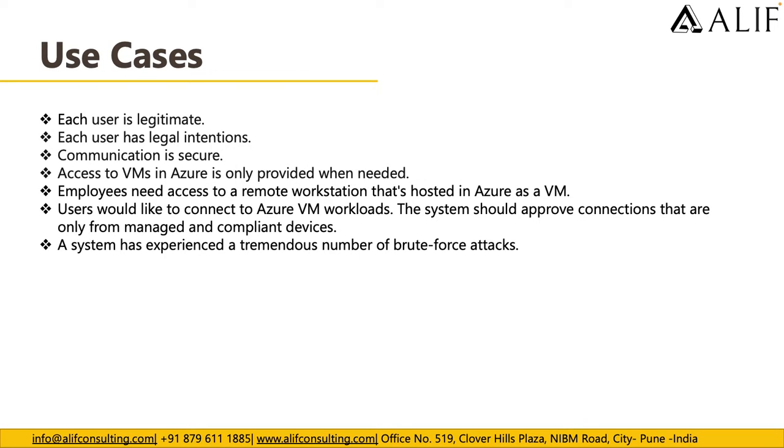What is the use case of this overall example scenario and the reference architecture we are going to cover in this video? Each user is legitimate. Each user has legal intentions. Communication is secure. Access to a VM in Azure is only provided when needed. An employee needs access to a remote workstation hosted on Azure as a VM. A user would like to connect to an Azure workload. The system should provide approved connections that are only used for managed and compliant devices. A system has experienced a terminal number of brute force attacks. So these are the use cases used in this reference architecture.